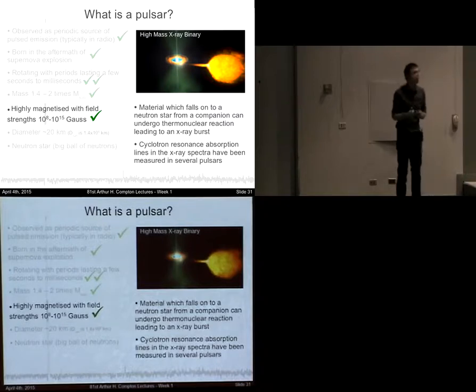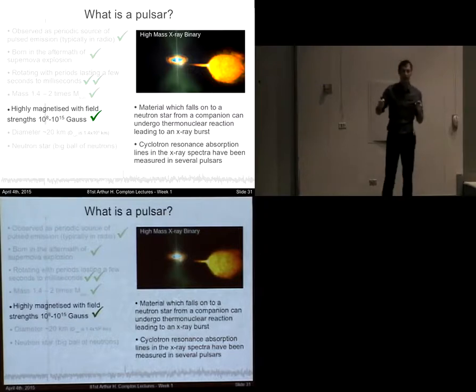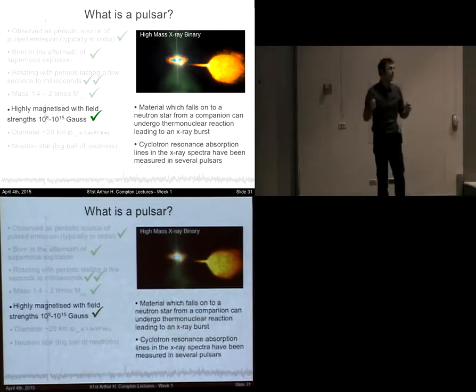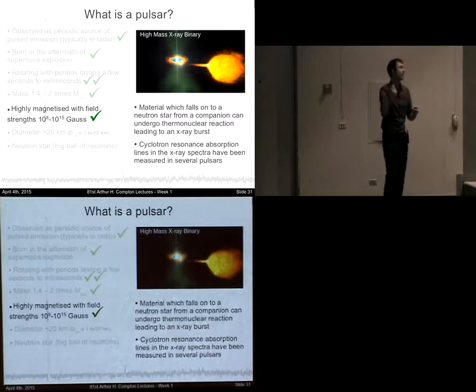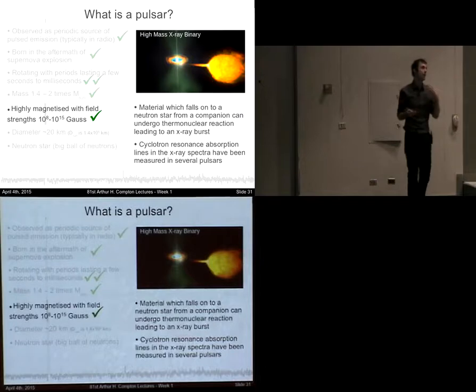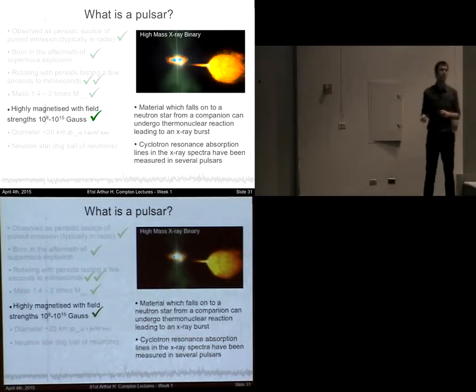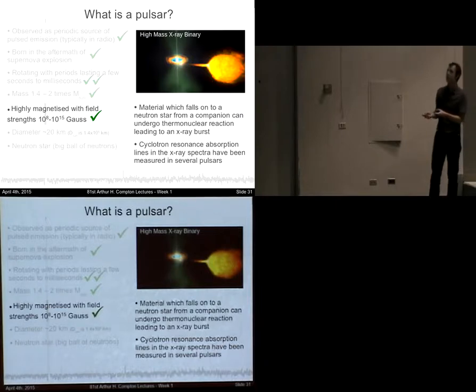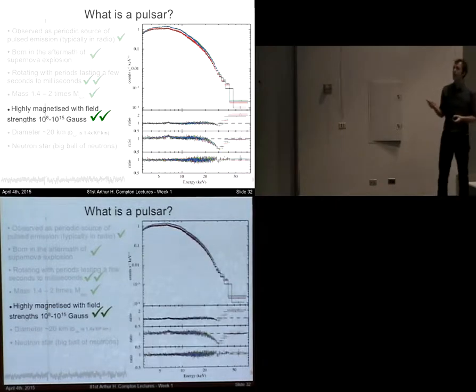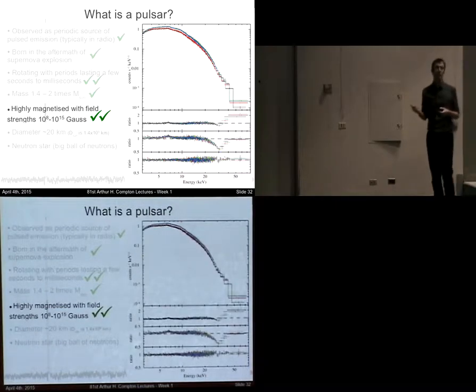We can look for cyclotron resonance features. This is a feature where an electron orbits a magnetic field, and the period of that orbit has to do with the strength of the magnetic field. This is a feature we can see in X-ray spectra. We can see X-ray absorption features that correspond to cyclotron resonances, and that tells us what the magnetic field strength is.